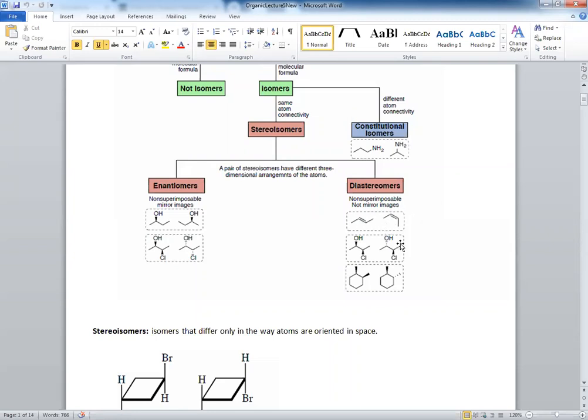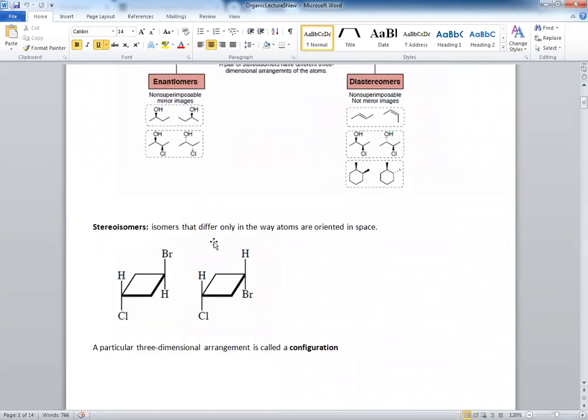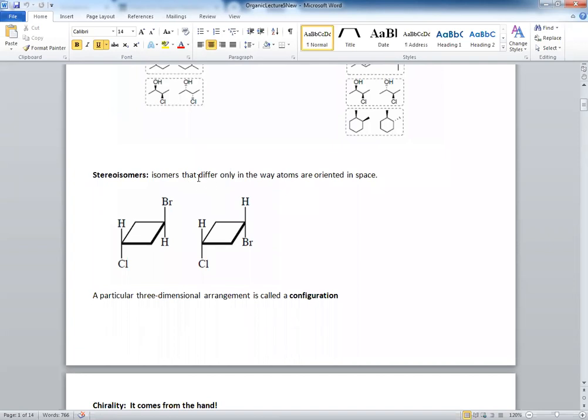The next one is diastereomers, and those are not superimposable, but they are not mirror images. So they could be like the cis and trans, as you see here. But again, these are not superimposable, and they're not mirror images either. We'll get to this toward the end. But most of our discussion will involve enantiomers. So as I said, stereoisomers are isomers that differ only in the way atoms are oriented in space.